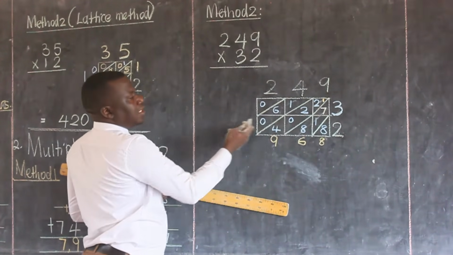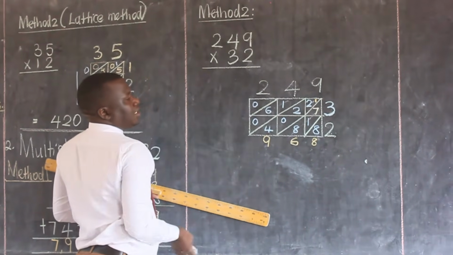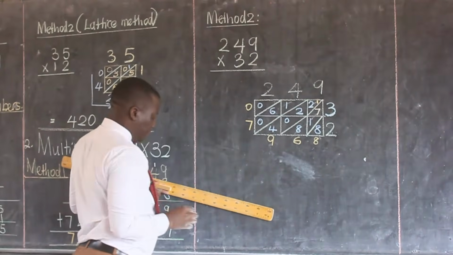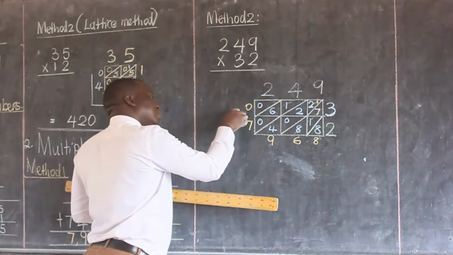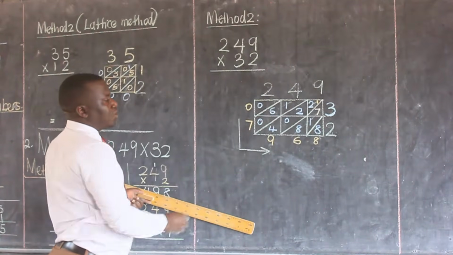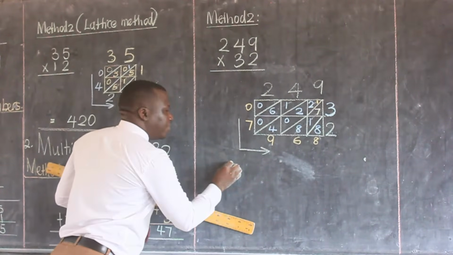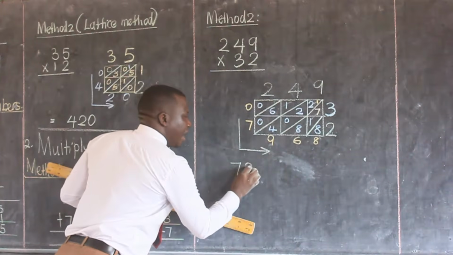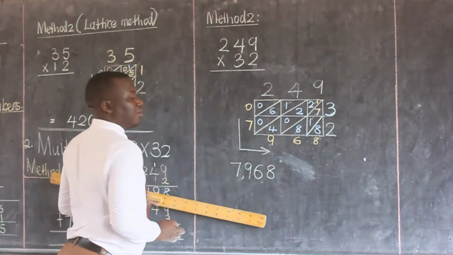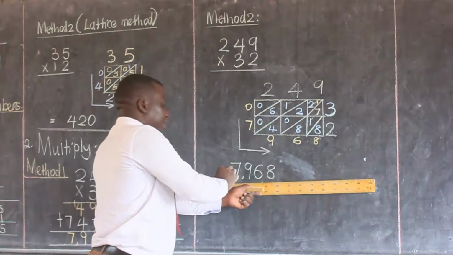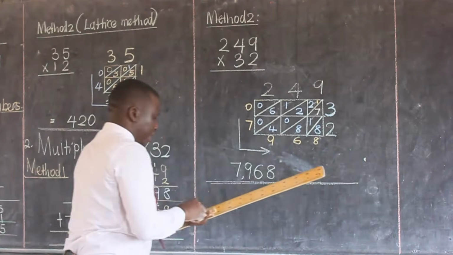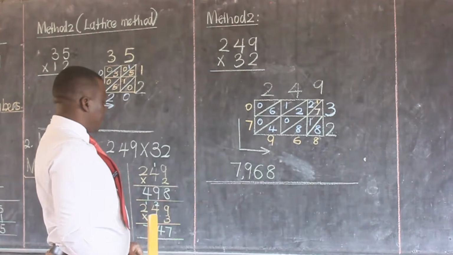Then we move on to this. What is 1 plus 6? 7 plus 0, 7. This 0 has no effect. Okay? It has no effect. So we shall take from up to down. That's how we shall be recording our answer. So what is the answer? We shall have 7, 9, 6, 8. So our answer is 7,968. Then we double underline. Okay? I hope you are getting this.